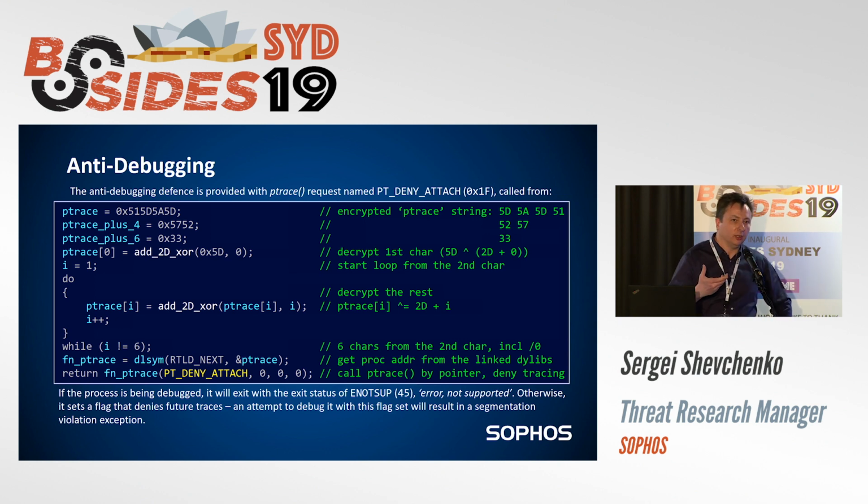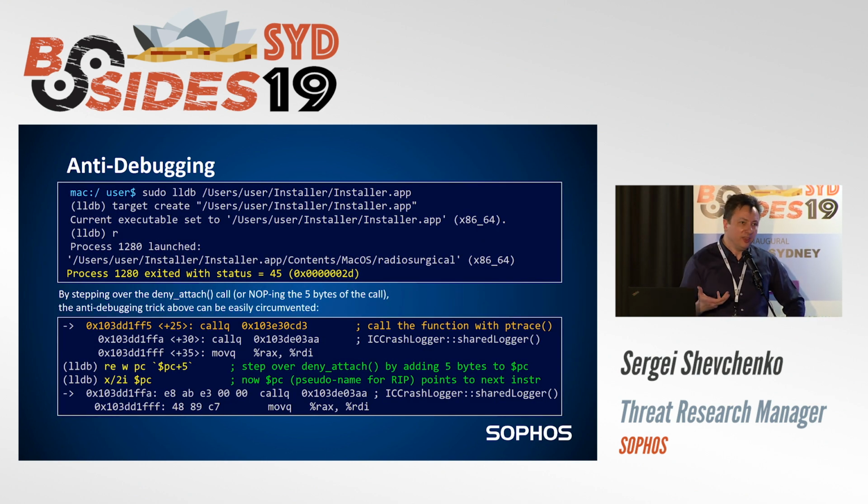So if you try to trick it and run the executable that called that function, ptrace PT_DENY_ATTACH, and then you try to attach the debugger to it, what will happen? The attempt to debug it will result in a crash, and actually in a segmentation violation exception. This is what will happen. So how do we defeat that trick? During analysis, we can simply step over the call into the function that calls that PT_DENY_ATTACH ptrace. And here is an example I'm going to use.